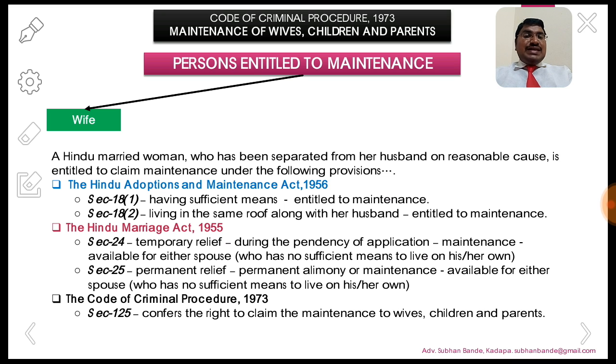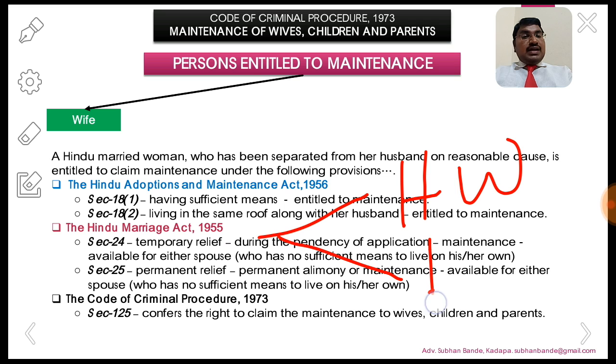Section 25 of Hindu Marriage Act 1955 confers the right to maintenance for either spouse as a permanent relief. The court, on the basis of the satisfaction, after considering all the grounds, may sanction the permanent alimony or maintenance. This right is available for either spouse. It is available for husband as well as wife who has no sufficient means. It is the second remedy available for Hindu wife and also for Hindu husband.